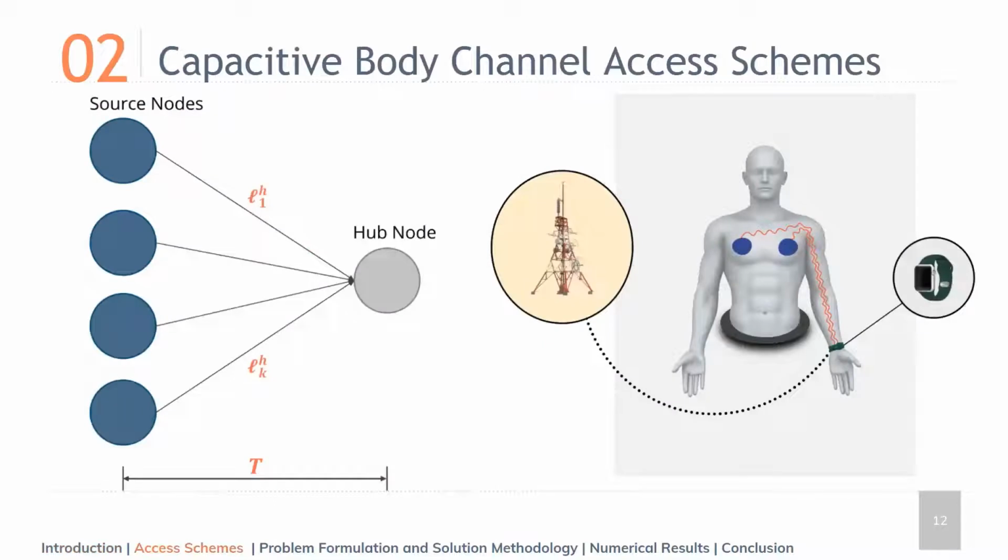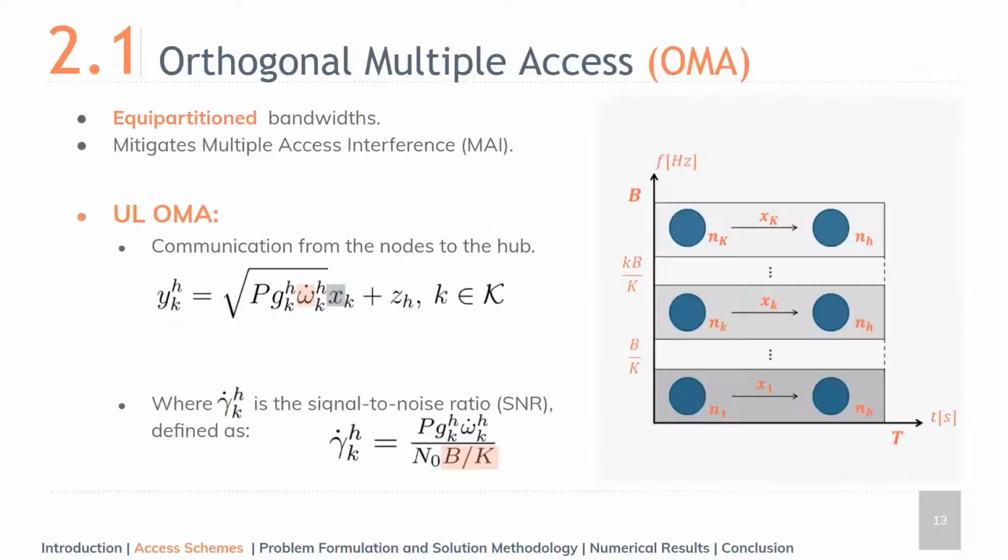In our system, we will consider having a wearable hub device. In this case, it is the smartwatch, communicating with K on-body source nodes through time-slotted uplink and downlink transmission. This hub device is also capable of communicating with off-body entities but through RF communication. Let us focus on the on-body communication. To regulate the communication between multiple nodes sharing the same medium, we will first look into the orthogonal multiple access schemes.